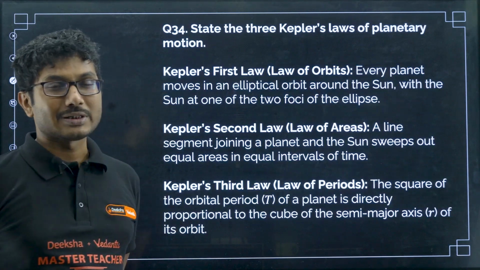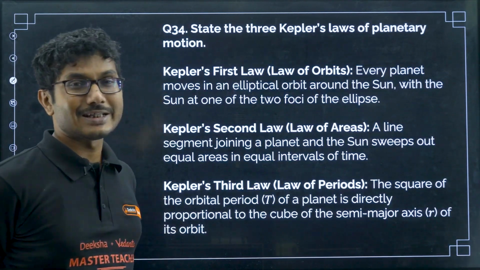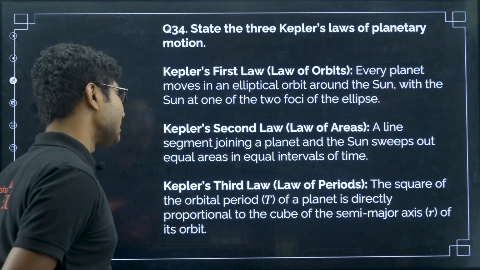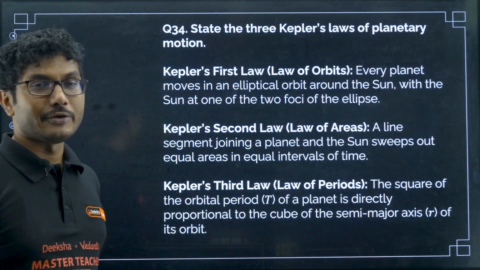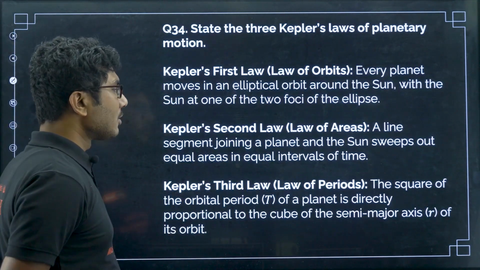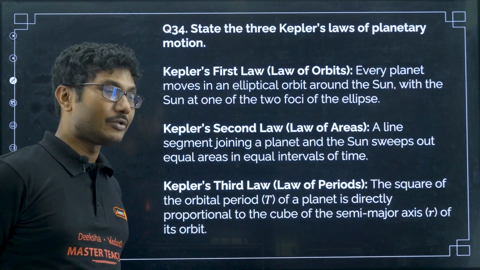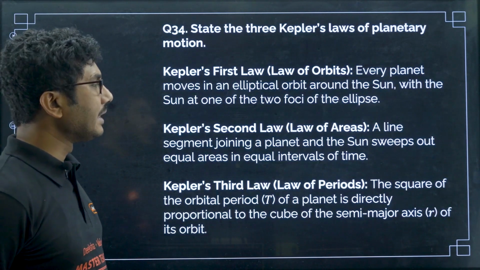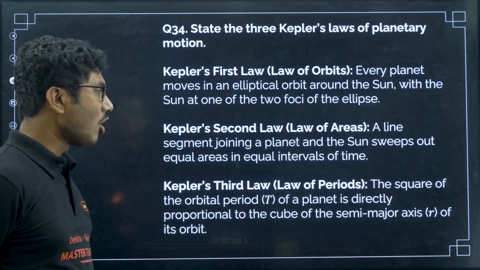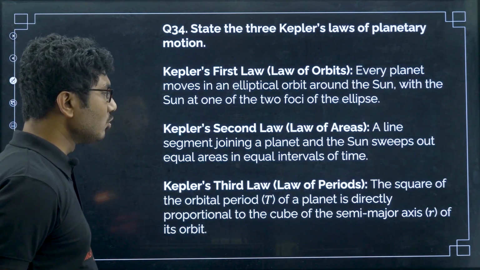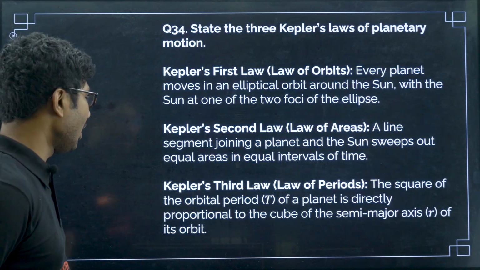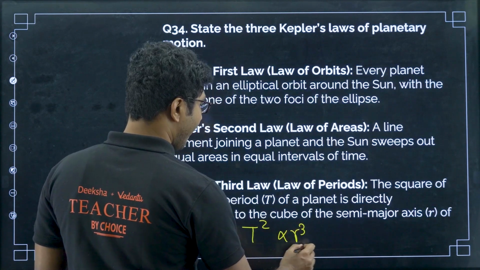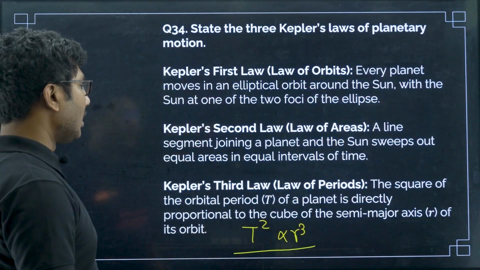You do not need to draw diagrams or explain anything unless they specifically say to state and explain Kepler's second law or Kepler's third law. These two can also come in your exam, maybe as a 2-mark question. Then you have to draw the diagram and explain equal areas in equal intervals of time, whatever is given in your textbook. Kepler's third law, the law of periods: the square of the orbital period T of a planet is directly proportional to the cube of the semi-major axis r of the orbit. So basically T squared is proportional to r cubed. This is the third law of Kepler.